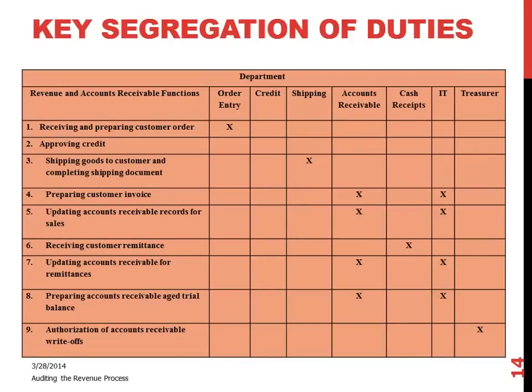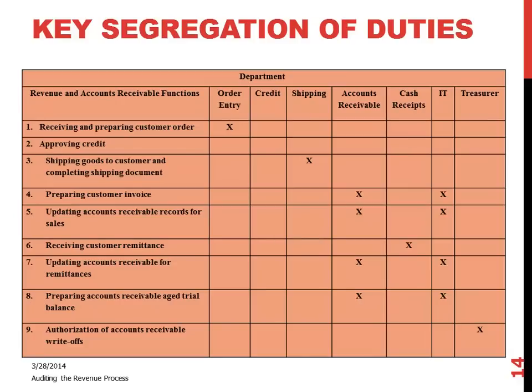So when we talked about segregation of duties on Wednesday, we did a short case, but typically what you'll see is a segregation of duties matrix. What you'll see is for each cycle or business process, and in this case we're talking about the revenue and accounts receivable functions, you look at the major functions in that cycle. In this case it's order entry, credit, shipping, accounts receivable, cash receipts, IT, remember IT on our segregation of duties chart, and the treasurer, right? Really the person who's responsible overall for the cash. So you would then, along that line, list the different departments, and then in the rows, list the different procedures or functions.